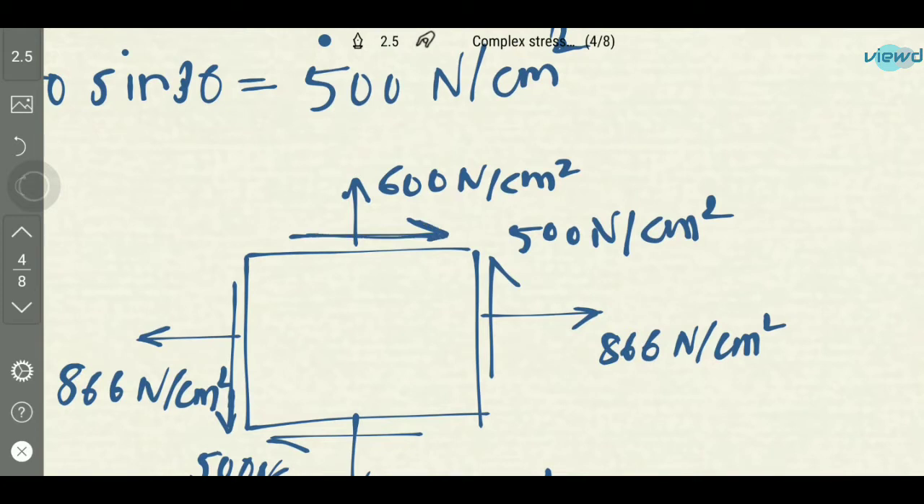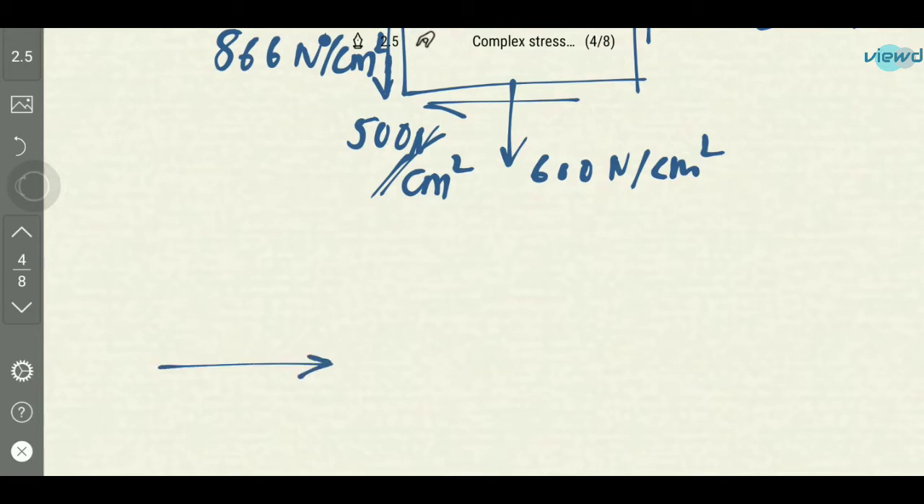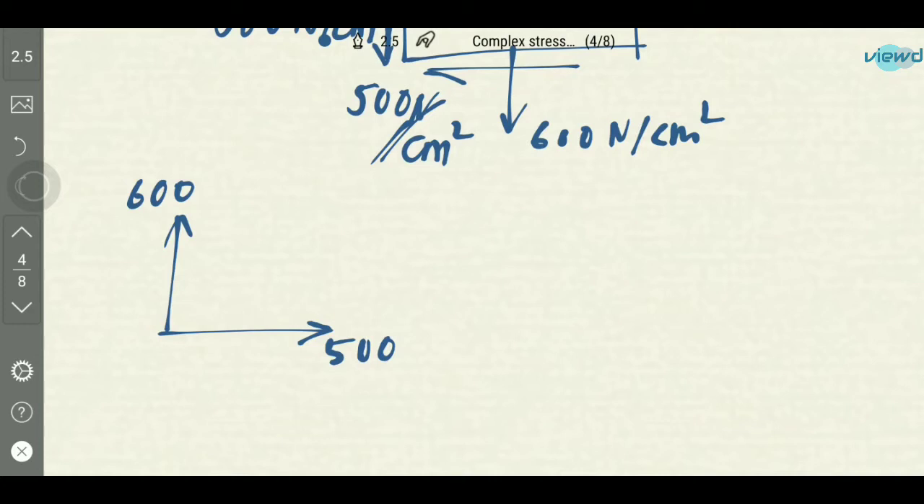So there is the 500 Newton per centimeter square stress acting in this direction, and 600 Newton per centimeter square acting in this direction. Actually, we should not consider just this 500 and 600, we should consider the forces. The shear force acting on BC is 500 into area, and the normal force acting on BC is 600 into area. As this area is common for both, we are taking the stresses directly.